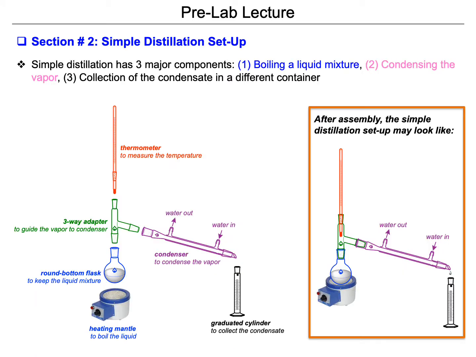So as you see, simple distillation has three major components. A boiling happens inside the round bottom, boiling a liquid mixture, and then the condenser, which is the condensing of the vapor, happens in the condenser. But before that, we have the three-way adapter that directs the vapor to the condenser, and then we have a graduated cylinder to collect the liquid, which is condensed already.